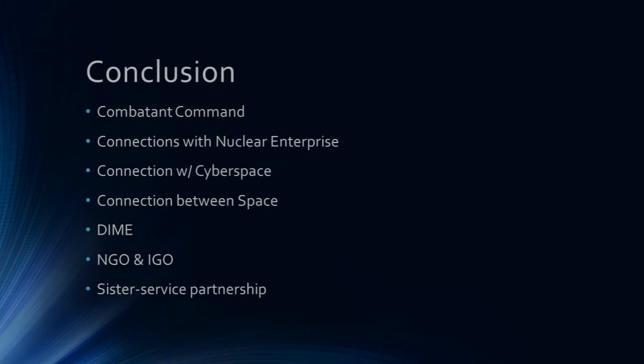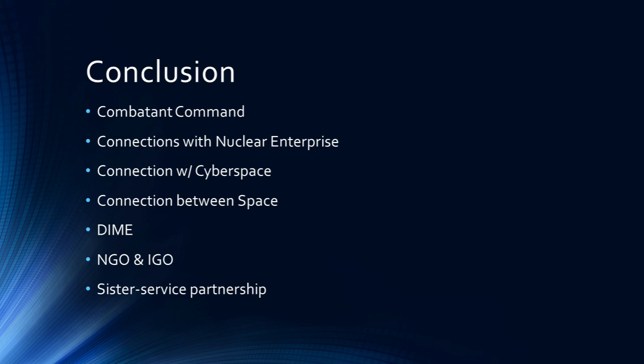So in conclusion, we spoke about Space Command and how they will provide space power and information for all other COCOMs, including joint forces. We gained a basic understanding of the command and control relationship between the nuclear enterprise, cyberspace, and space. Additionally, we examined the dynamic of the DIME model in relation to command and control and the competition of the space domain. And lastly, we reviewed the relationships between non-governmental organizations, intergovernmental organizations, and sister service partnerships, and how command and control will be interlaced with worldwide organizations.